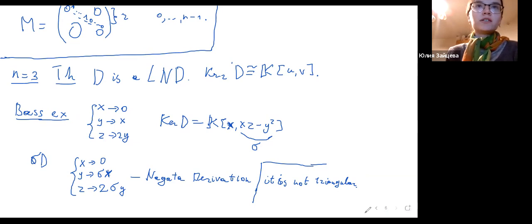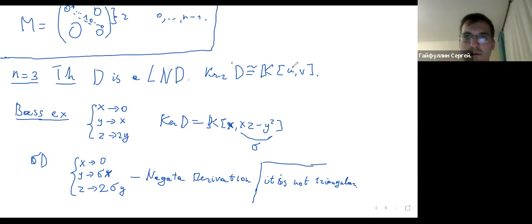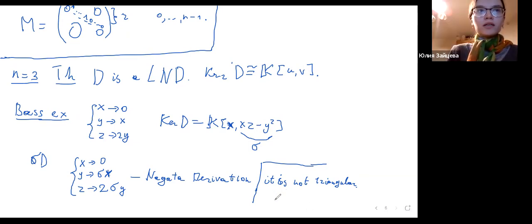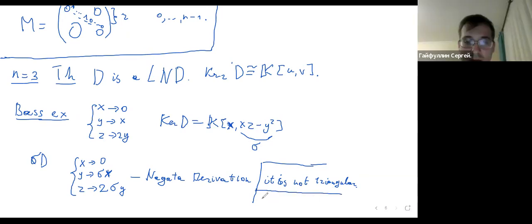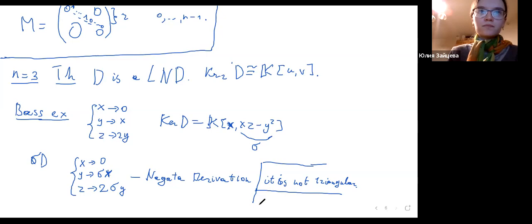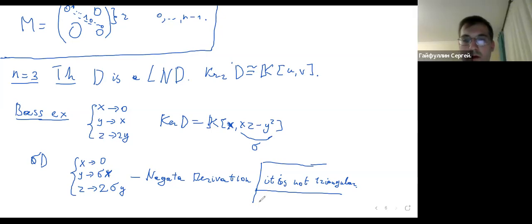Sorry, in Miyanishi's theorem, u and v, they are not coordinates, yes? They may be not coordinates, just there are some u and v such that they generate the kernel. And when we take a replica, it has the same rank? I try to say that when we consider a replica, then the kernel does not change. So the number of variables which belong to the kernel is the same, and the rank of this Nagata derivation also equals 2.